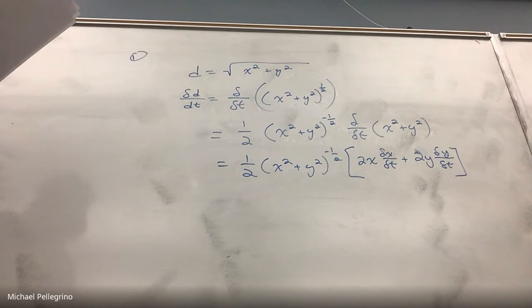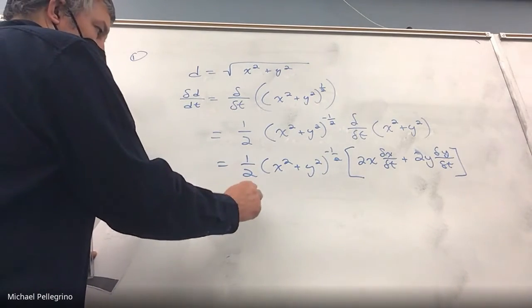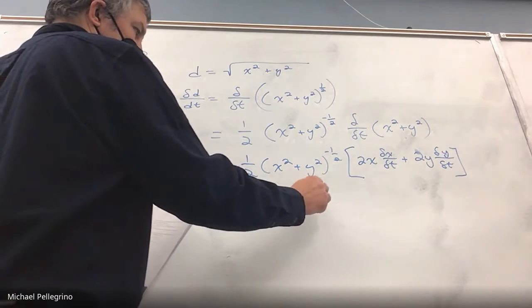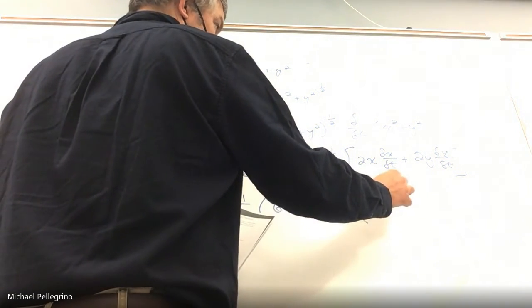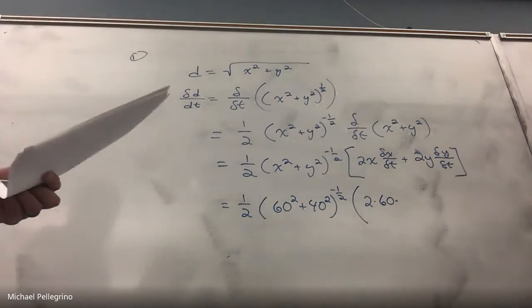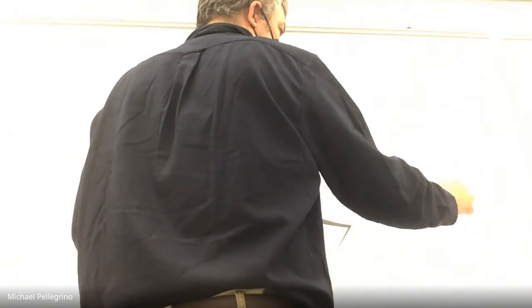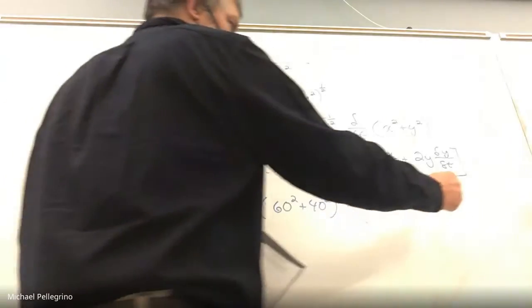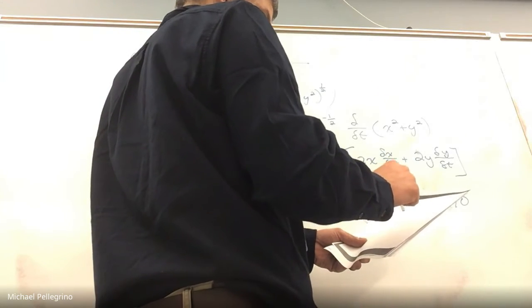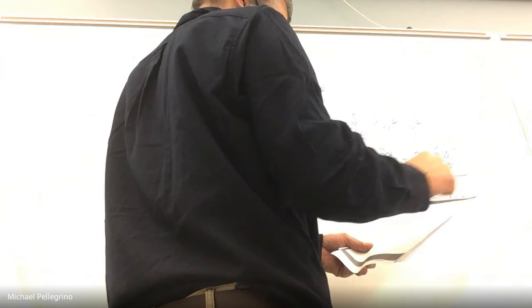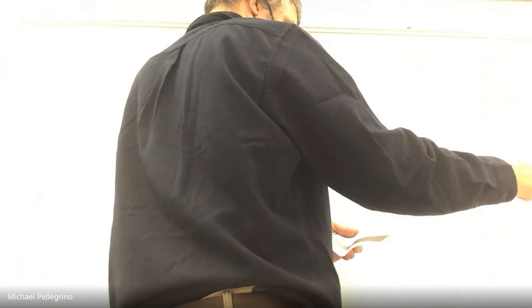I got the same number. I got 60 and 40. 60 and 40? Yeah. For x and y? Yeah. Okay. So equals one half times 60 squared plus 40 squared to the negative one half times 2 times 60? Yeah. And dx/dt is given as 30, plus 2y, what y? 40? Right? dy/dt is also 40. 2y, yeah, 40. Okay.